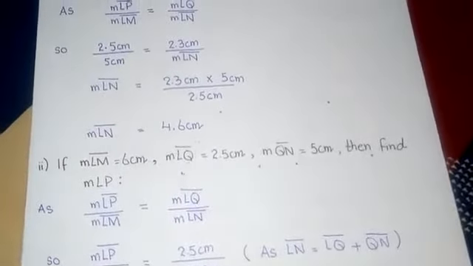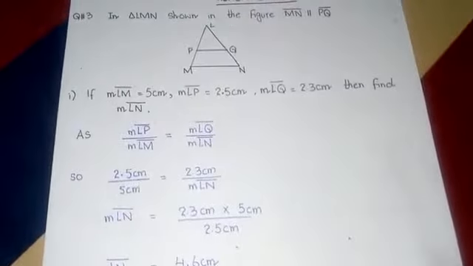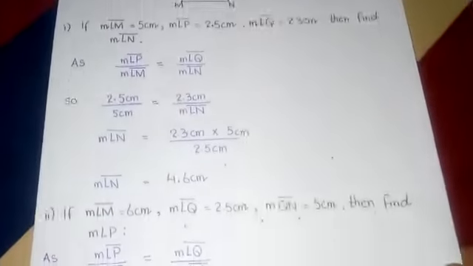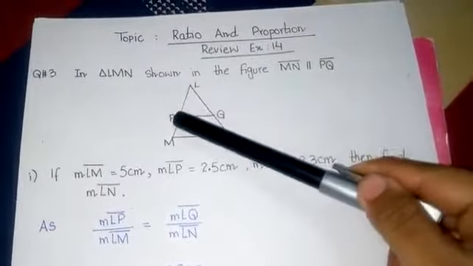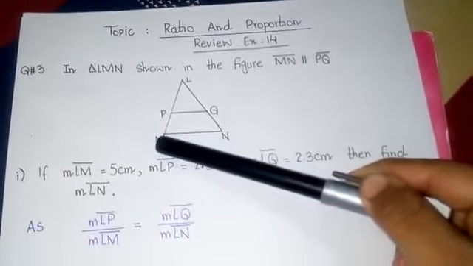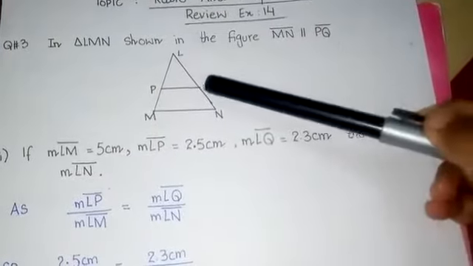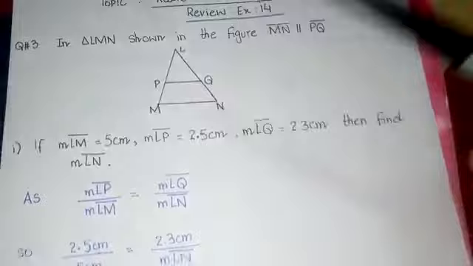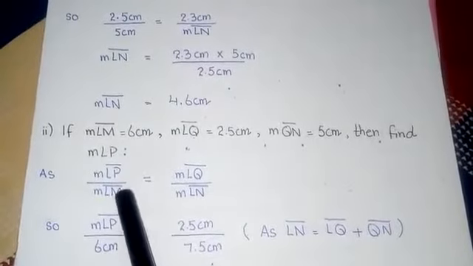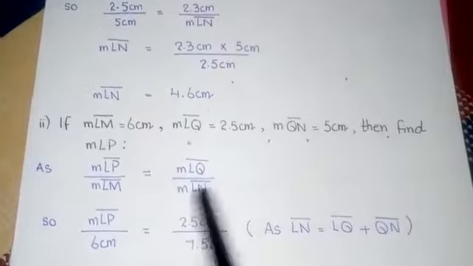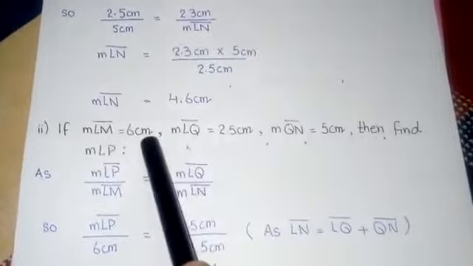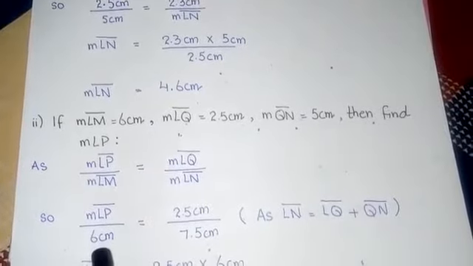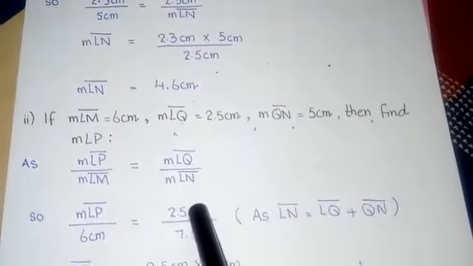Clear? So we will take the ratio LP over LM. We have to find the value of LP, so LP is compulsory: LP over LM. And again we will take from here LQ over LN. Clear? Here LP over LM is equal to LQ over LN. LP is to be found, so LP will remain as it is. The value of LM is given as 6 centimeters, so I put the value of LM. The value of LQ is already given as 2.5, so I put the value.